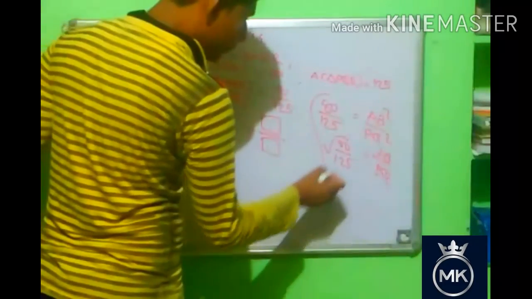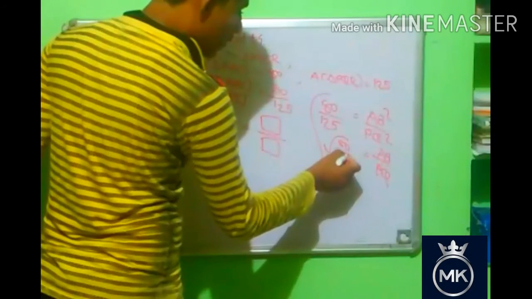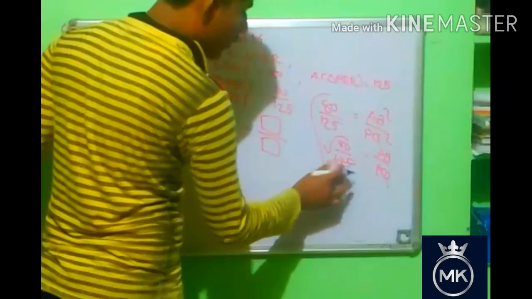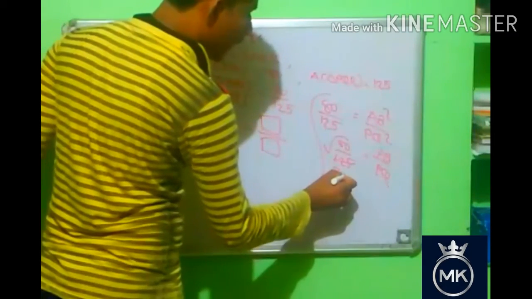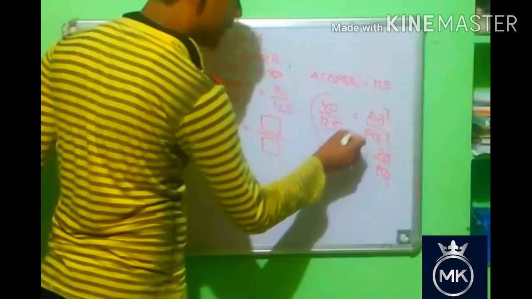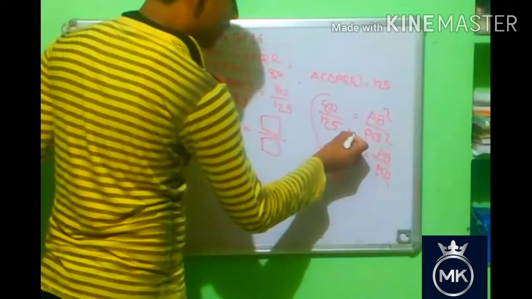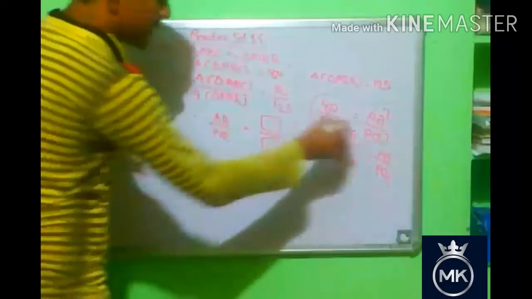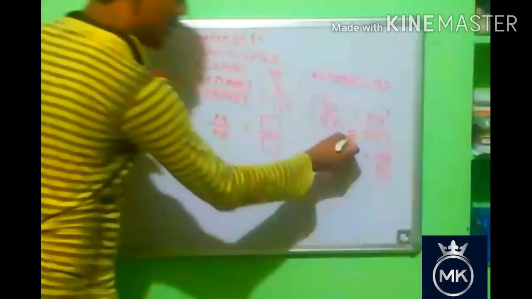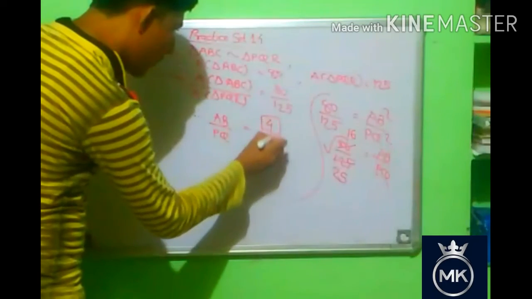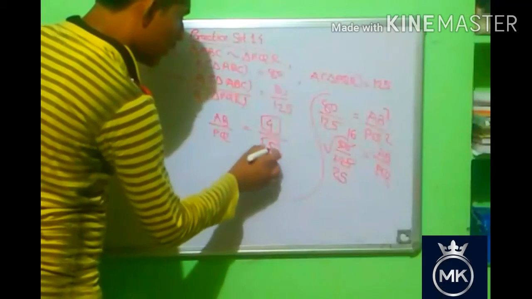So 5 twos are 10, 5 fives are 25, and 5 ones are 5, and 5 sixes are 30. So 16 by 25 is given here. Now the under root of 16 and 25 is 4 by 5. So 4 by 5 is our answer.